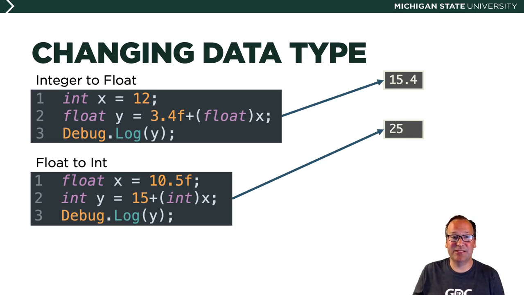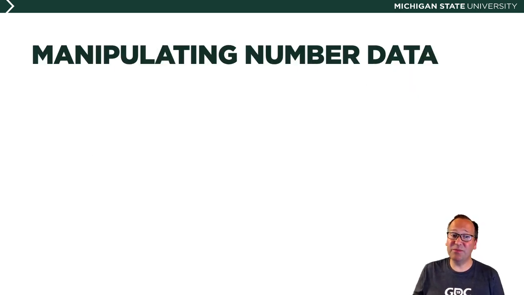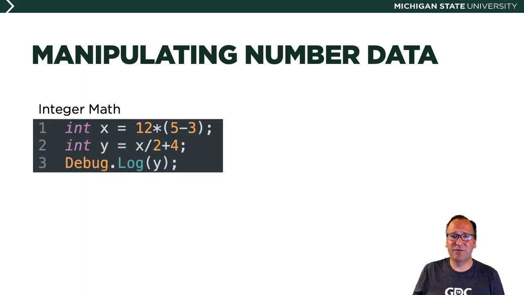One thing computers are good at is manipulating data. When it comes to numbers, that means basic math. For example, we can do integer math with plus, minus, divide, and times.